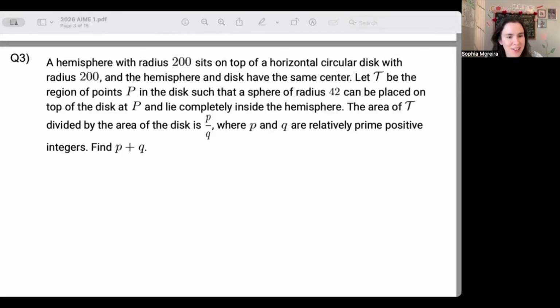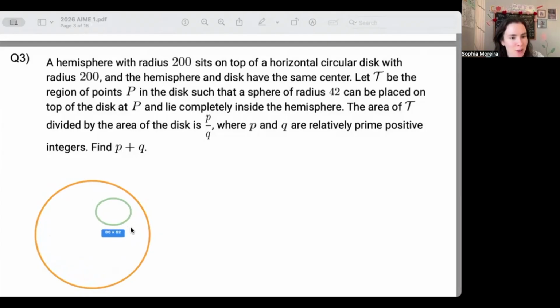Moving right along to question number 3. Let's start by taking a look at the top view angle on this problem. Here's our table with radius 200. If we have some smaller circle inside of this, because again, top view, that's how this will look, we can imagine that there's some distance here where we can put the green circle. That's some distance from the center. The center, definitely not out of bounds.